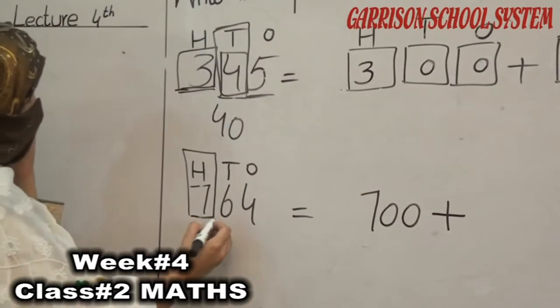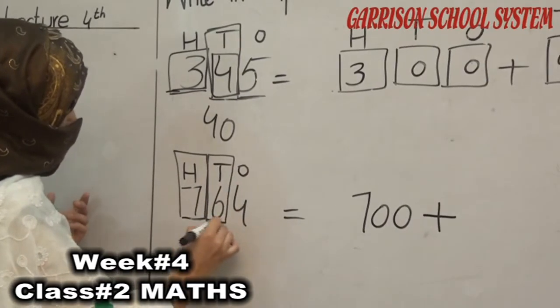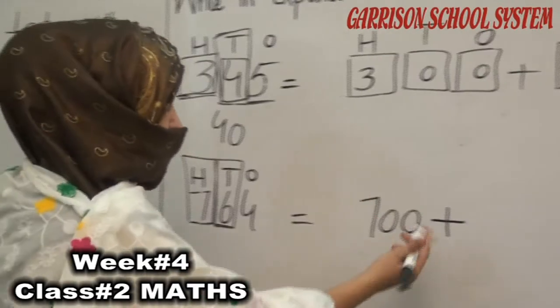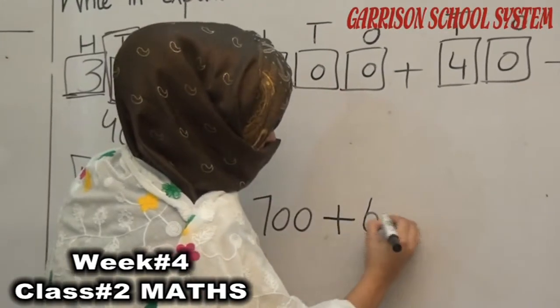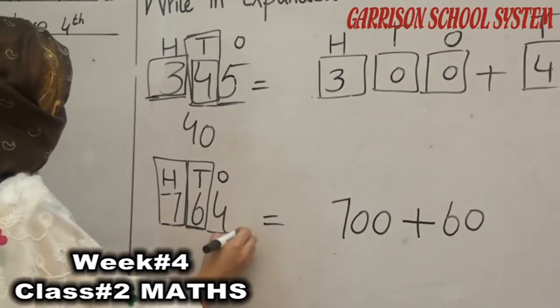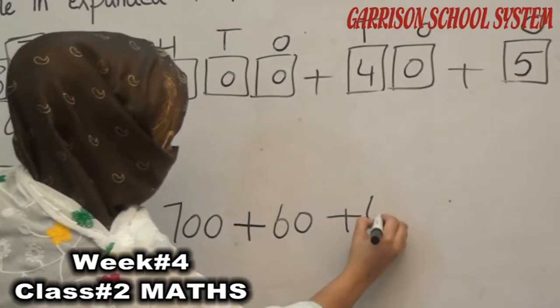Now the next number is 6, which is in tens place. Tens means when we multiply 6 by 10, we get 60. The next number is 4. 4 is in ones place, so we have to write here 4.